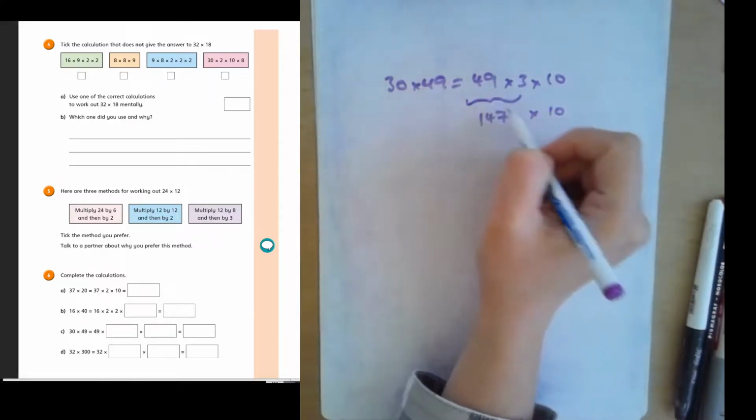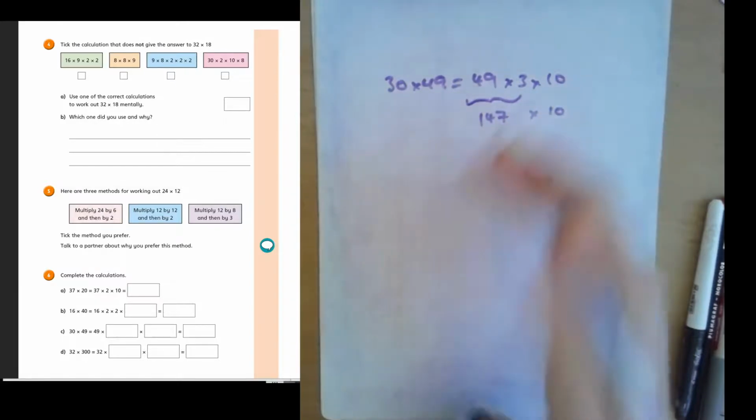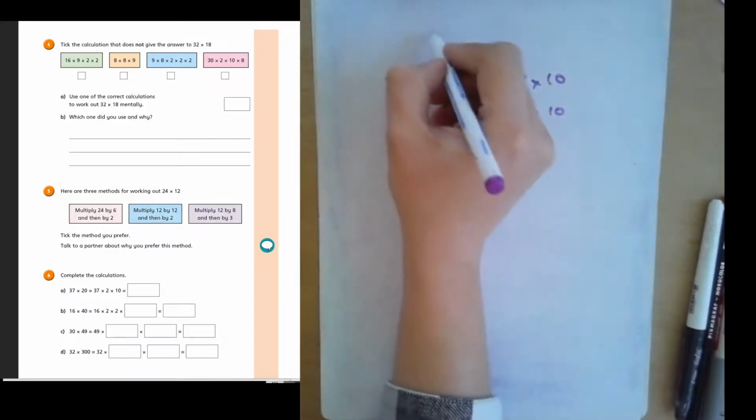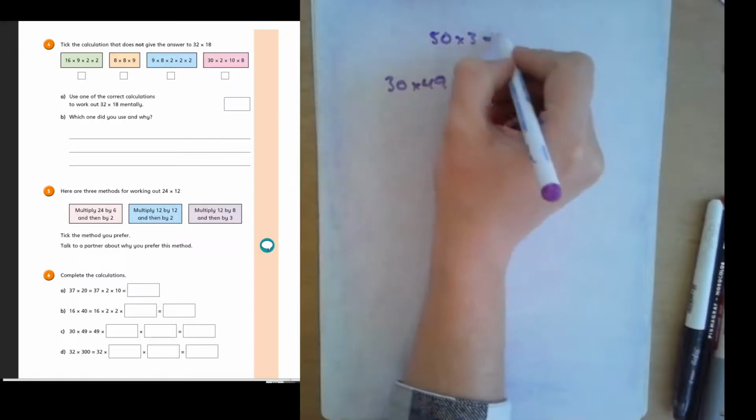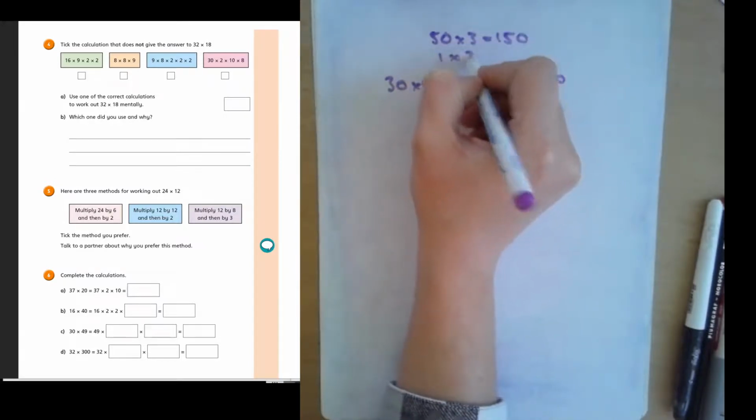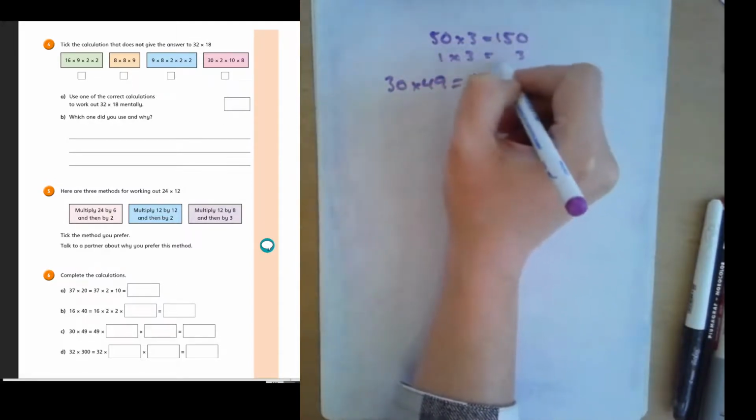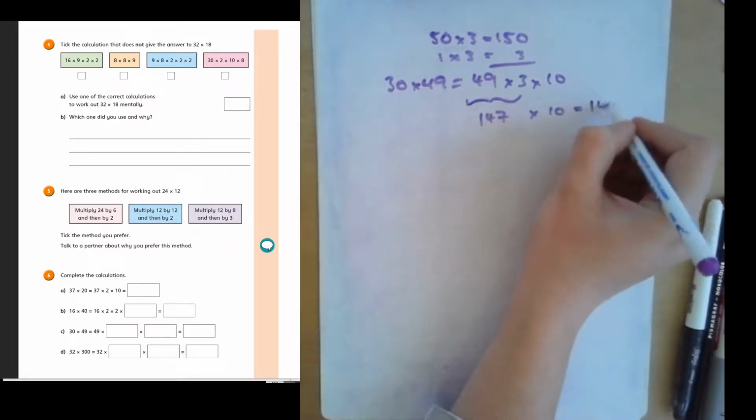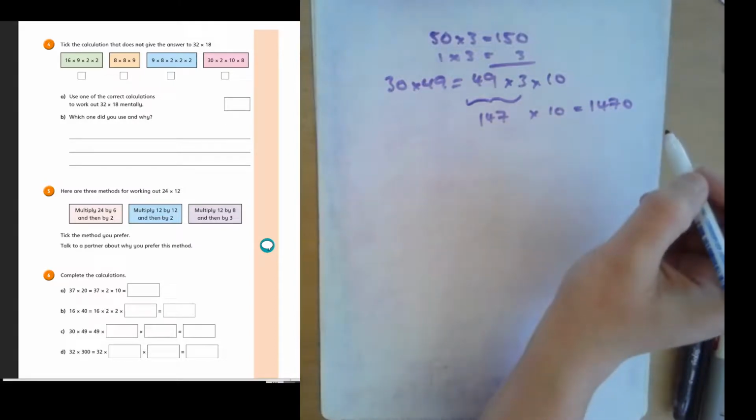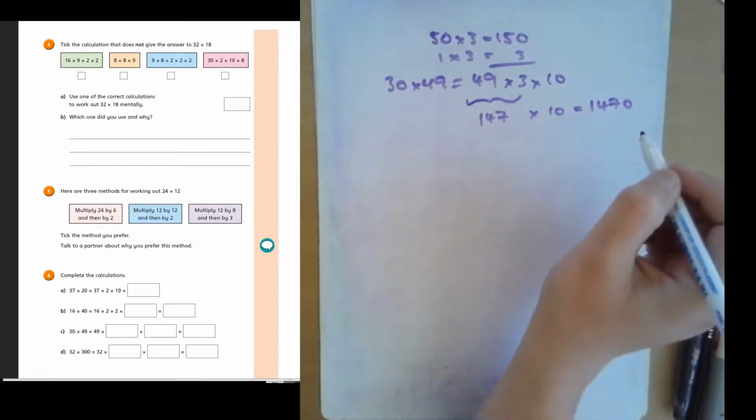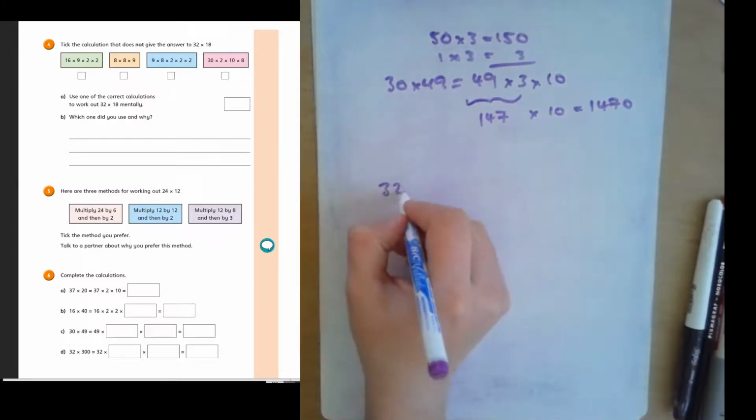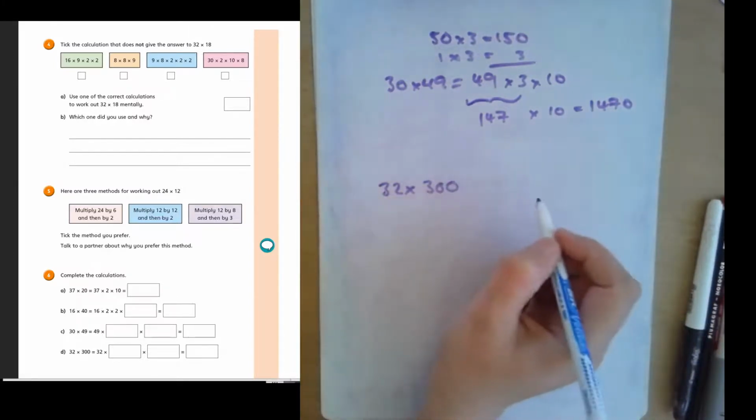If you couldn't see this 147, all you have to mentally think about is what is 49? That's 50, take away 1. So the way I did it was I said 50 times 3 is 150. 1 times 3 is 3. And then when you take them away from each other, you get 147. Okay, so you've got 1,470 as your answer.